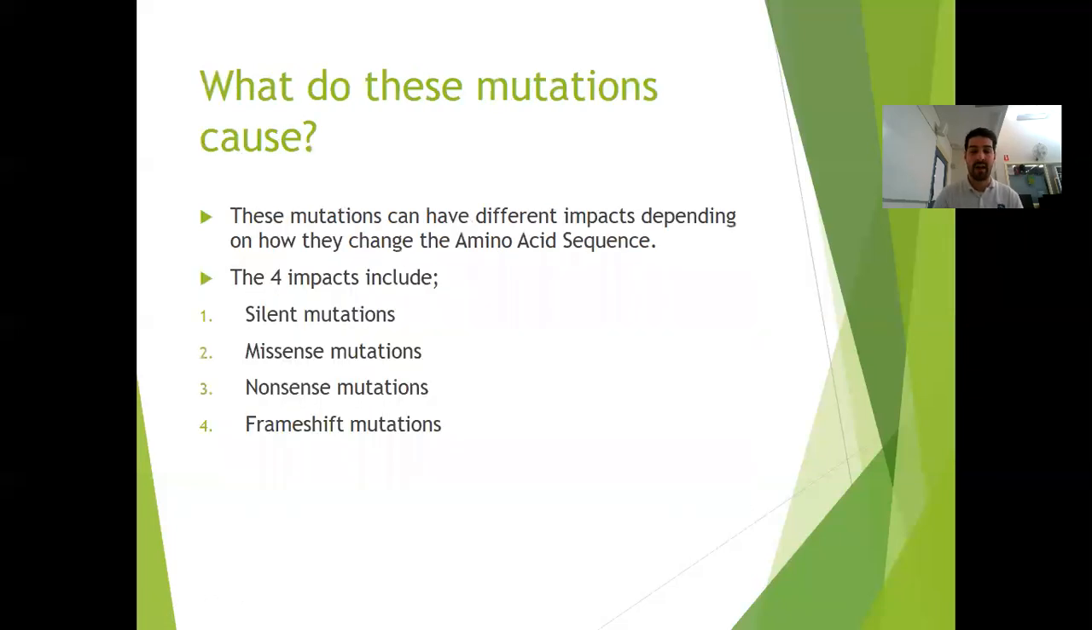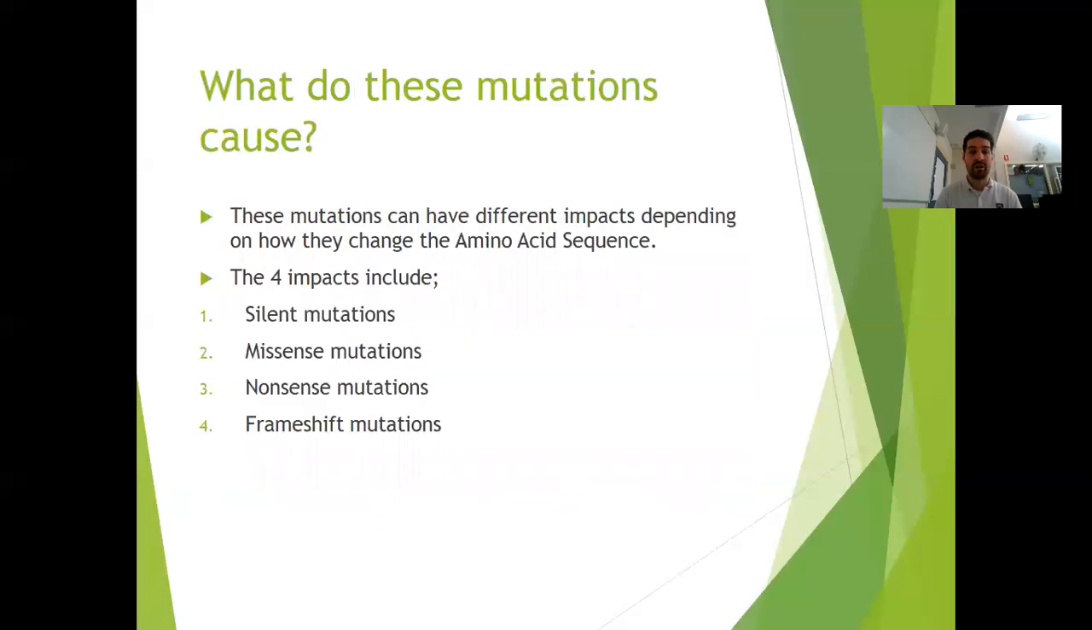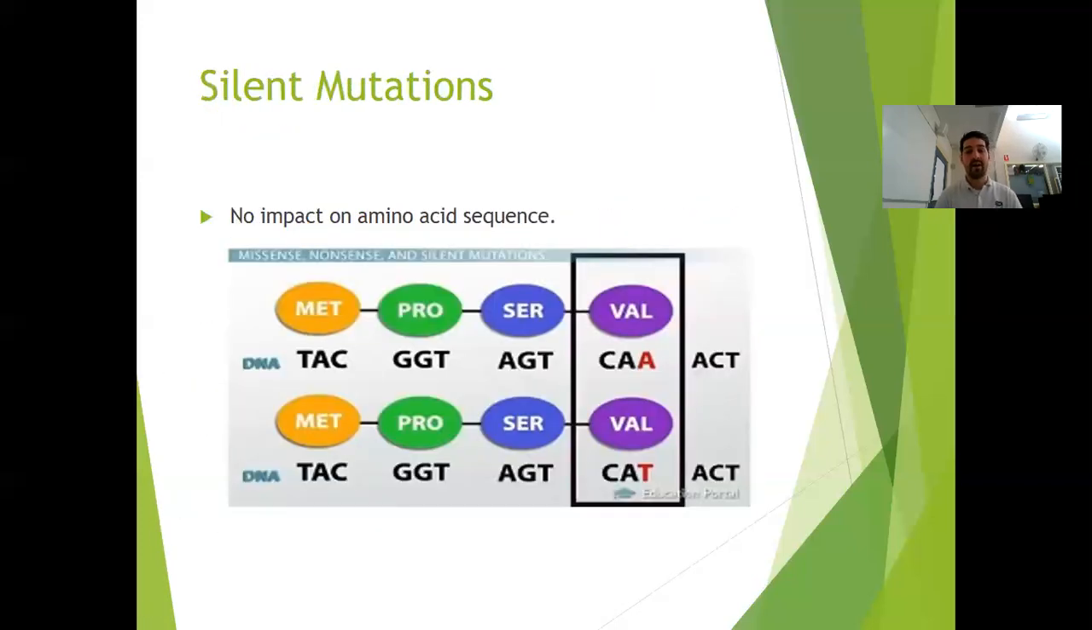And the reason for that, if we go back to our codon chart, is because sometimes an amino acid can be coded for by multiple codons. So if the mutation occurs and we get lucky, you can see that we actually have been lucky to still code for the same amino acid.